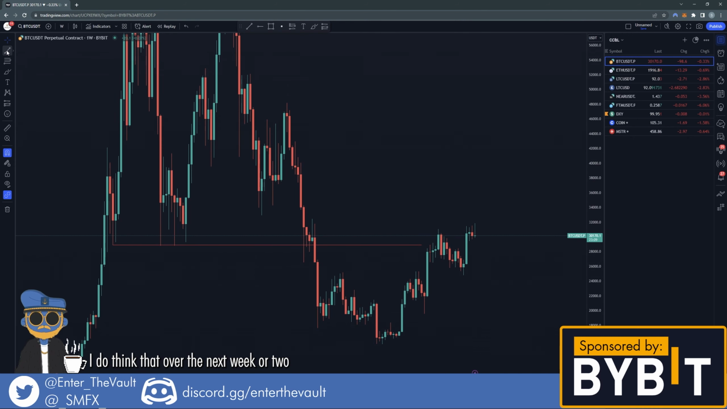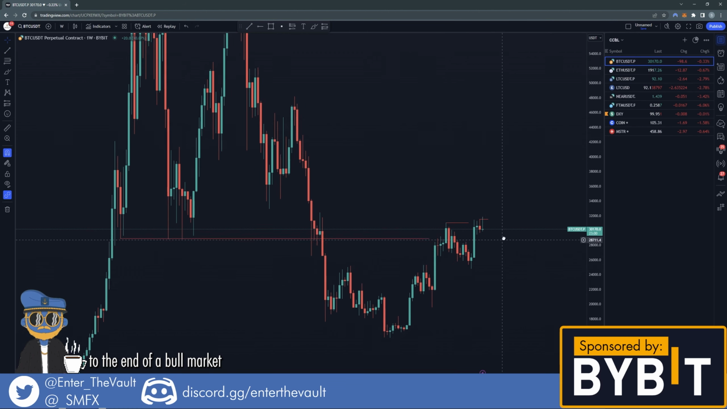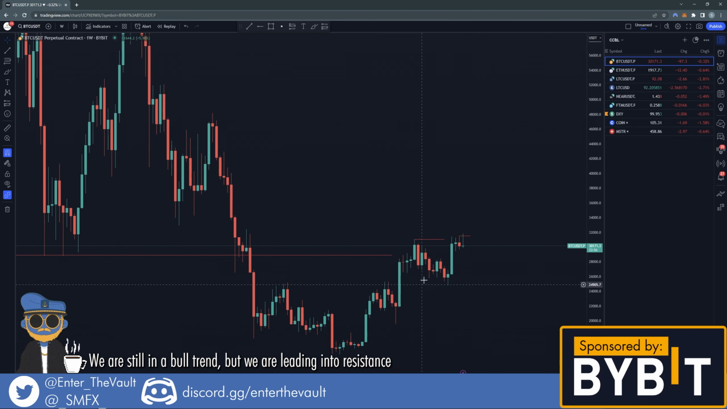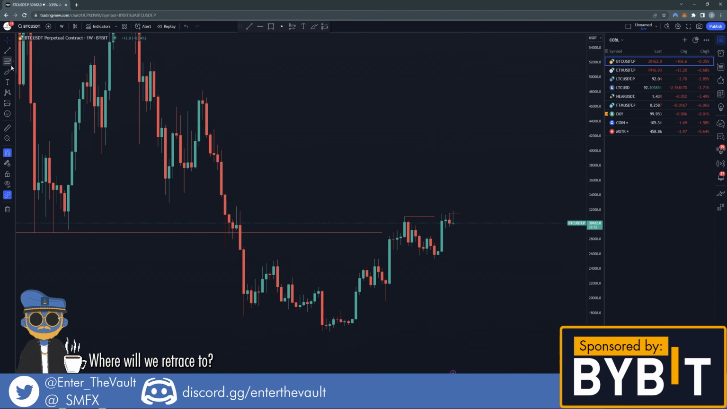I do think that over the next week or two, we will see a bit of a retrace. Now, it's a little bit too early to assume that this retrace is going to lead to the end of a bull market. We are still in a bull trend, but we are leading into resistance. So the next most likely outcome is that we retrace. Where will we retrace to?